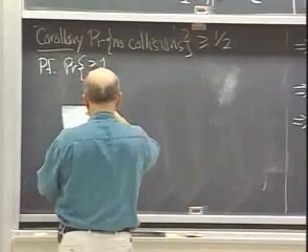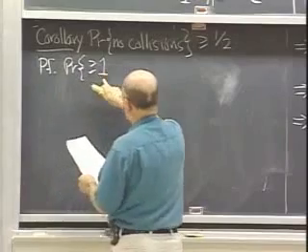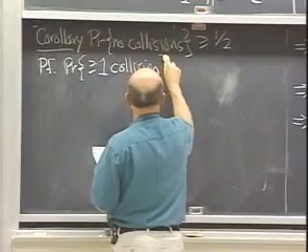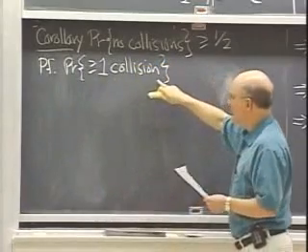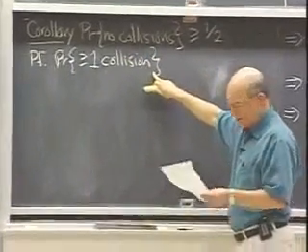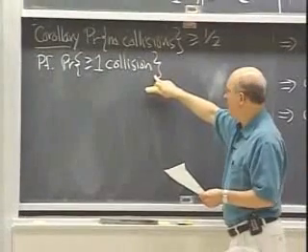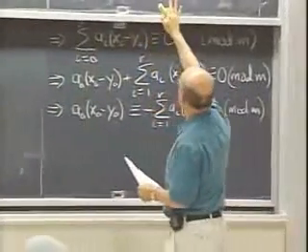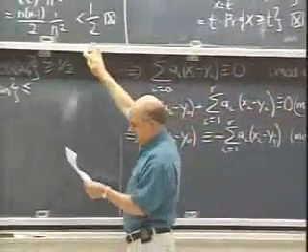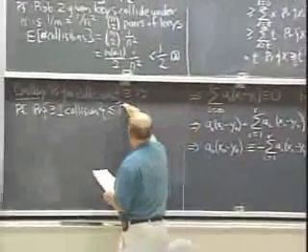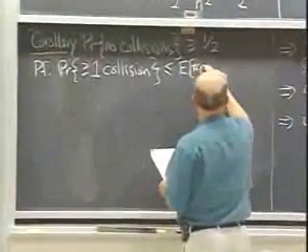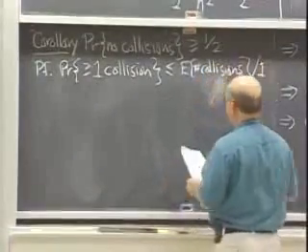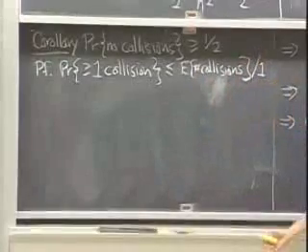The probability of no collisions is the same as 1 minus the probability that I have at least one collision. The probability of at least one collision is less than or equal to, now I just apply Markov's inequality, the expected number of collisions divided by 1.